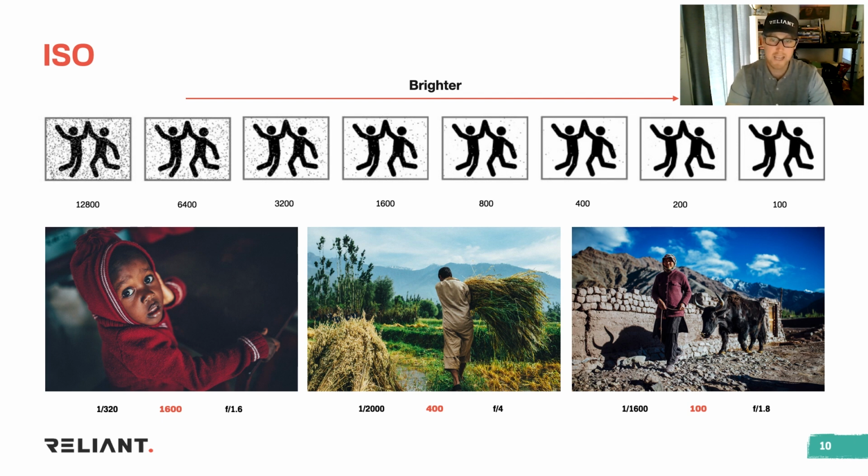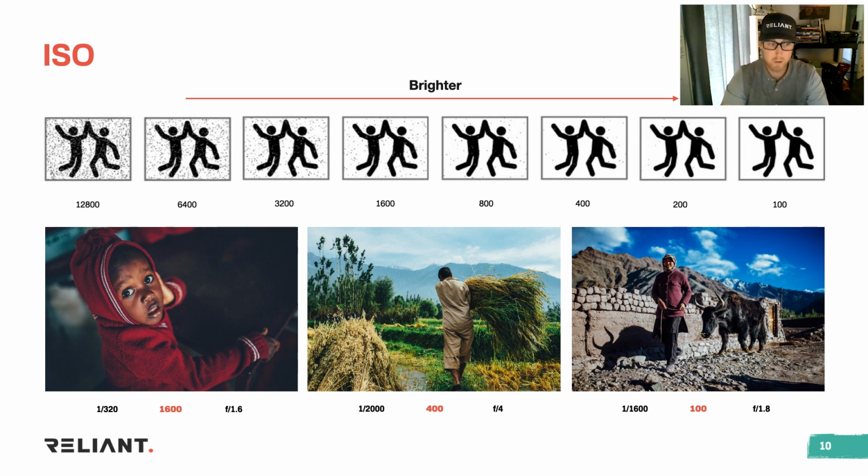But ISOs above 1600 are generally going to create noise, which is a pixelated look because the camera doesn't have enough light to work with. And so the camera is creating pixels, creating information within the photo because there's not enough information to work with from the light that exists. And so high ISO is creating pixels that don't actually exist.